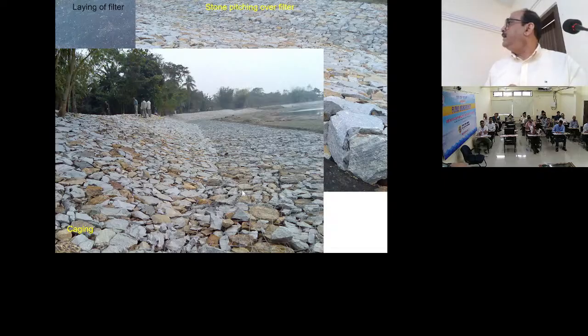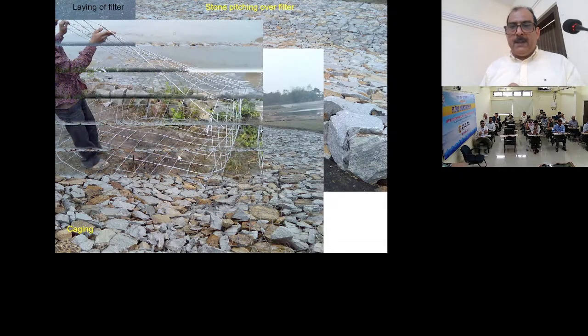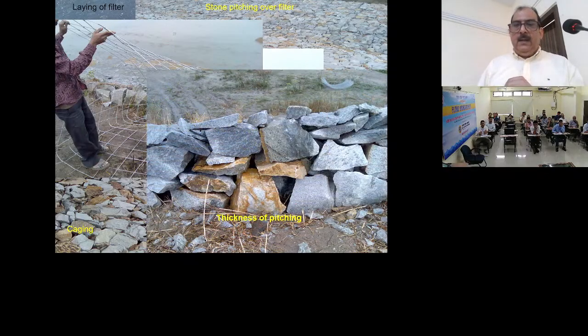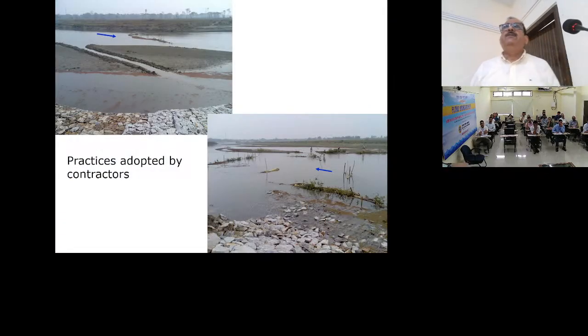And then you see here, mesh is there, iron mesh. This is the apron portion, so you have to provide this. It is like that, 1 meter cube size. Here you put the boulders. Also, what we have seen there, the side.